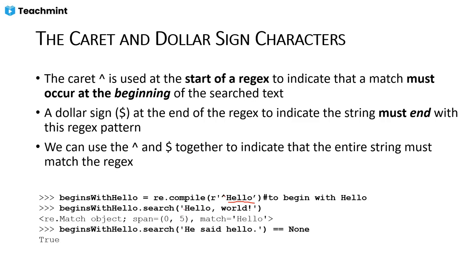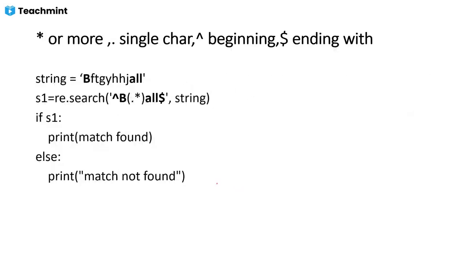Hello world. The sentence starts with hello. It is a proper one. He said hello. It is not a proper one because hello is not in the beginning place. Hello is there at the end. But this uppercase HELLO should be there in the beginning place because we have given the caret symbol. Similarly, dollar can be used to end a certain pattern at the end of the string.